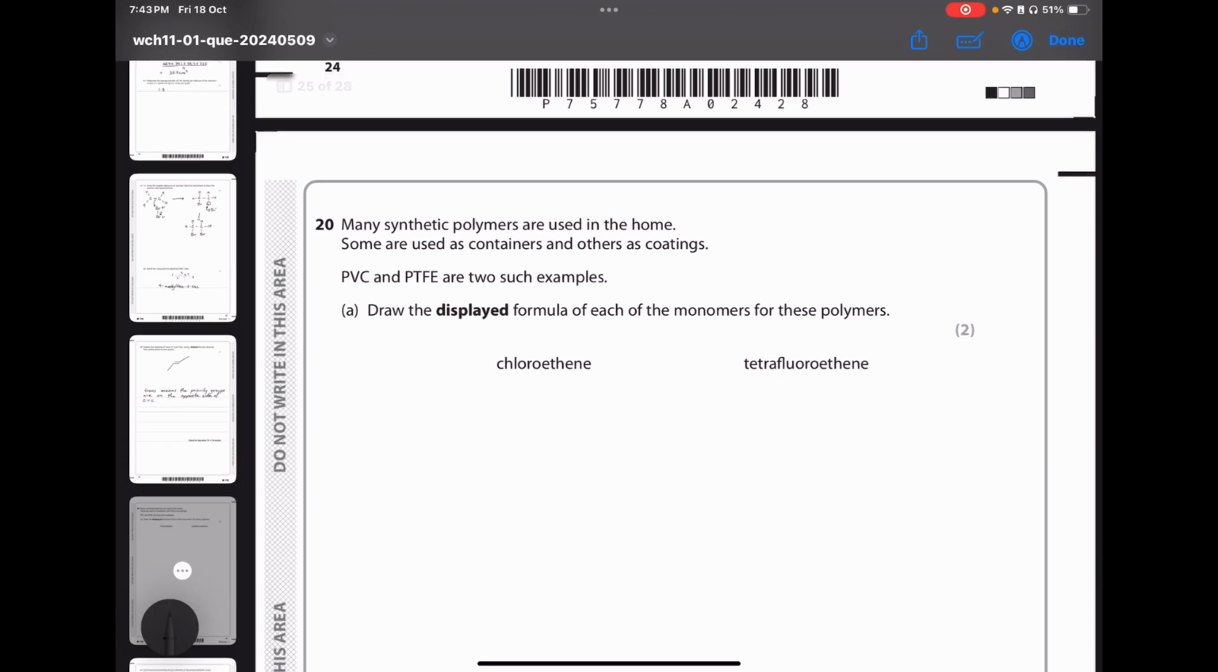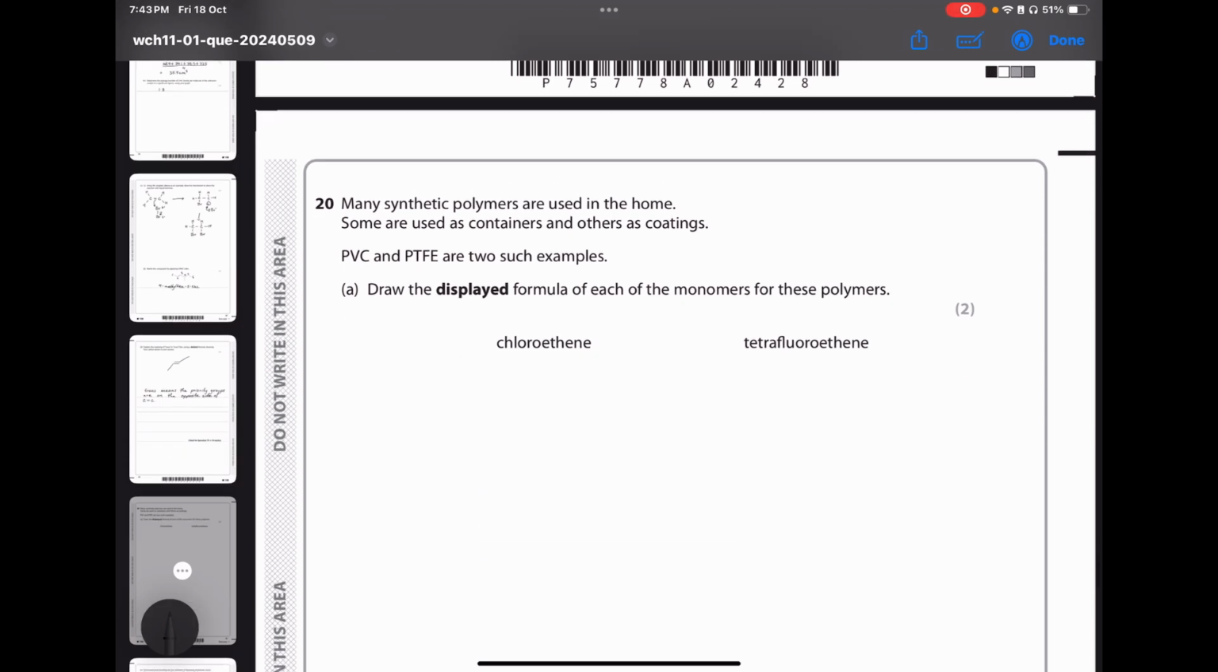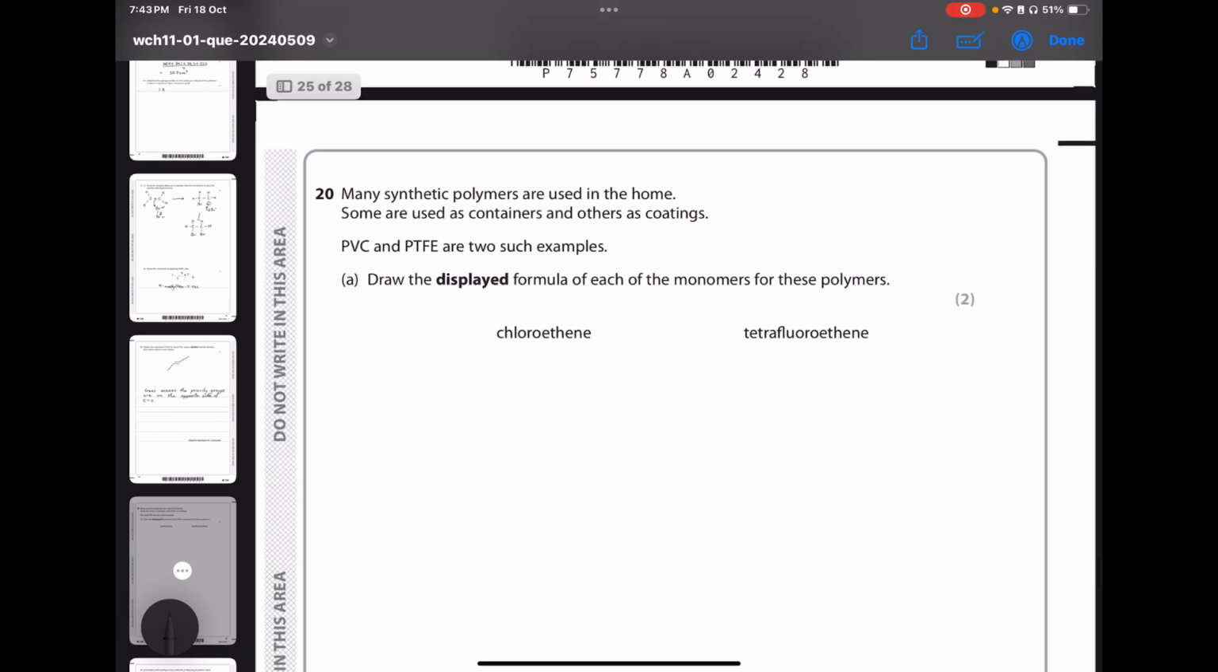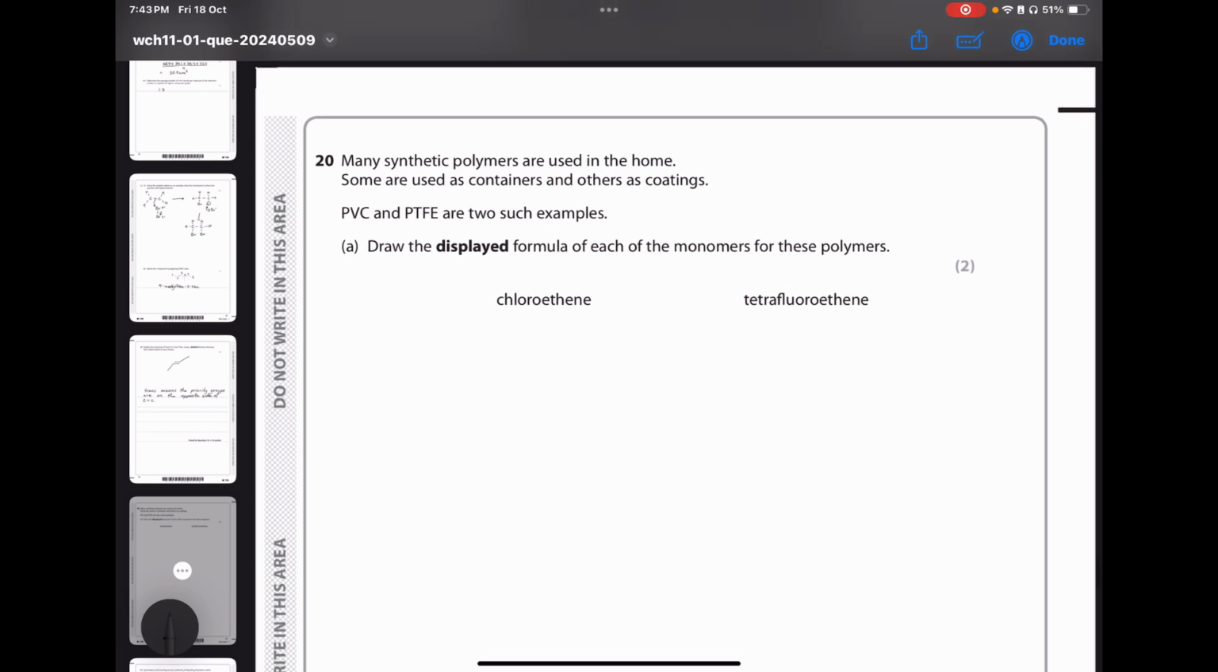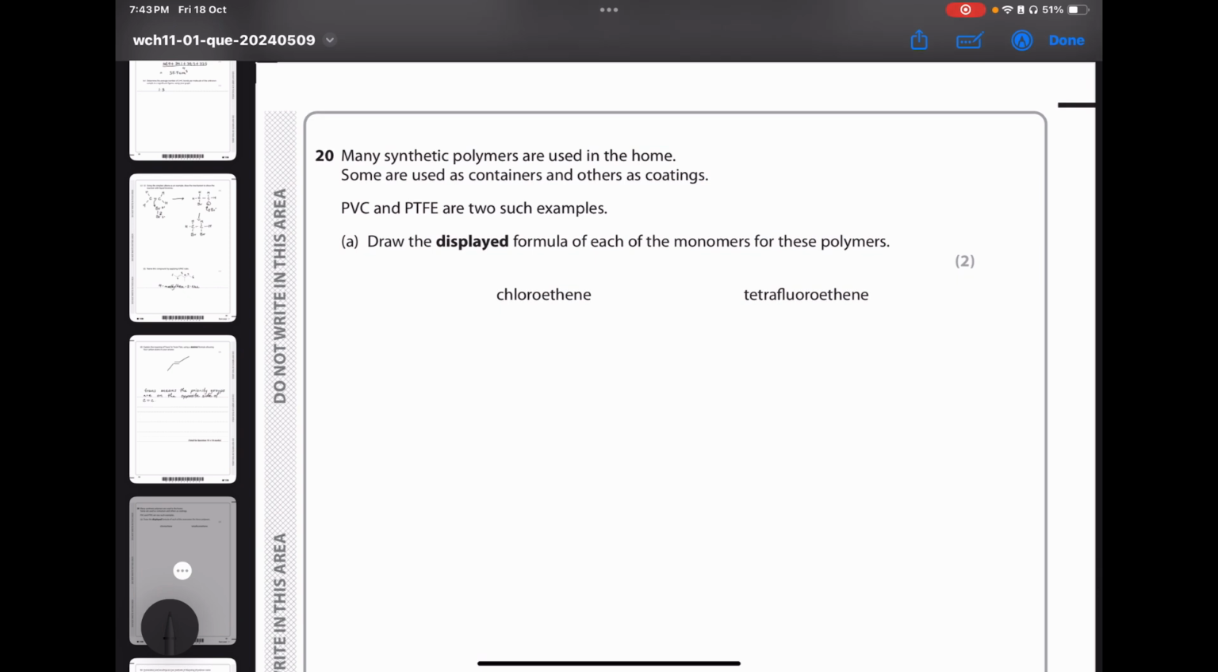This brings us to our last question, which is 20. Many synthetic polymers are used in the home. Some are used as containers and others as coatings. PVC and PTFE are two such examples. Draw the displayed formula of the monomers. So chloroethene is simple, just one chlorine, and the other ones are hydrogen like this. Tetrafluoroethene, on the other hand, is just fluorines. F, F, F, F. Okay.